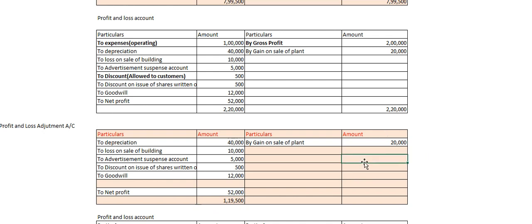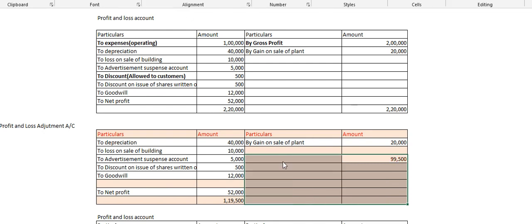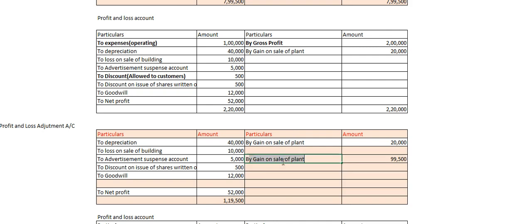So your funds from operation is equal to 1,19,500 minus 20,000. You get 99,500 as your funds from operation. So by funds from operation 99,500. So your total is equal to 1,19,500.